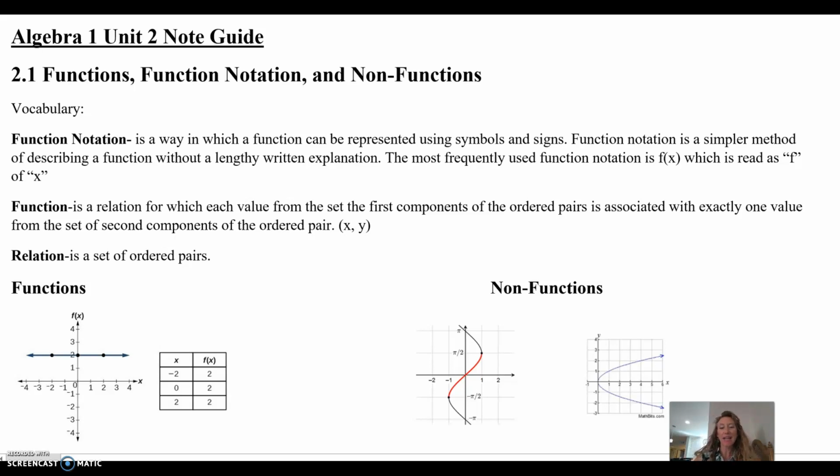Hi students, we're looking at notes section 2.1: functions, function notation, and non-functions.